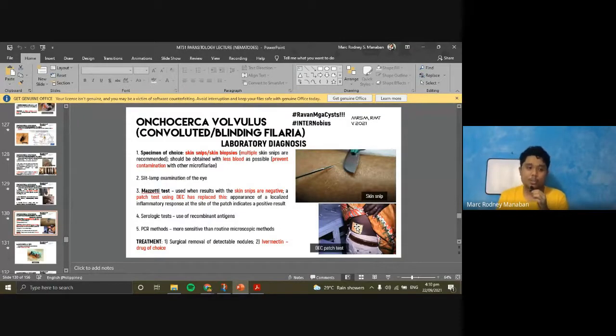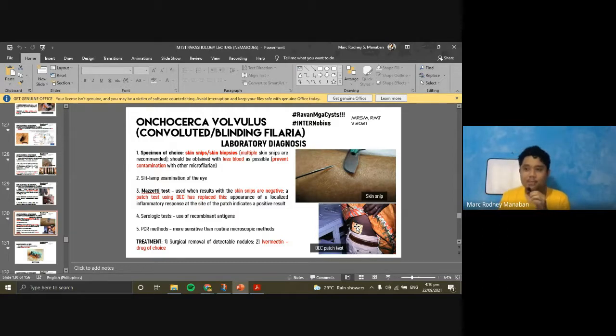Now, serologic test using recombinant antigens and PCR methods are, of course, more sensitive than your routine microscopic methods. Now, the treatment of choice is, of course, surgical removal, especially if you see the nodules like onchocercomas, no? All right. And in the eyes, you can do photocoagulation, di ba? You pass a laser beam through your eyes to kill the larva, the worm. And the drug of choice is still ivermectin.